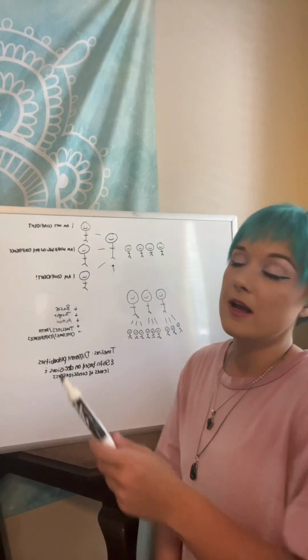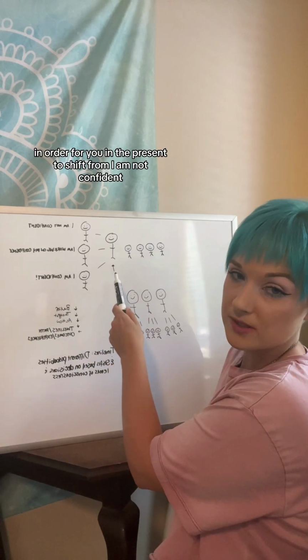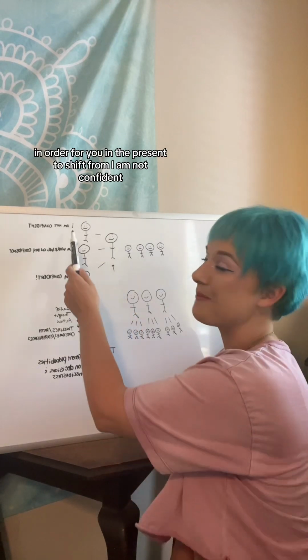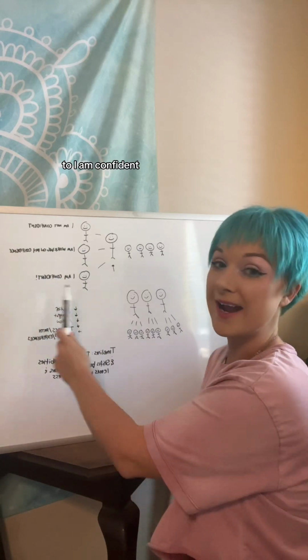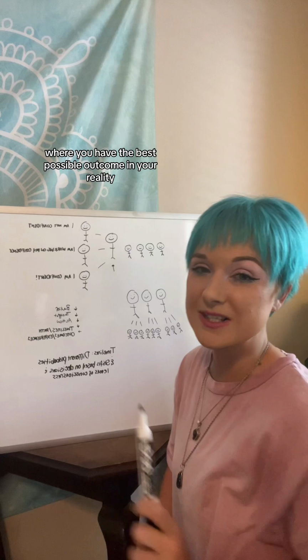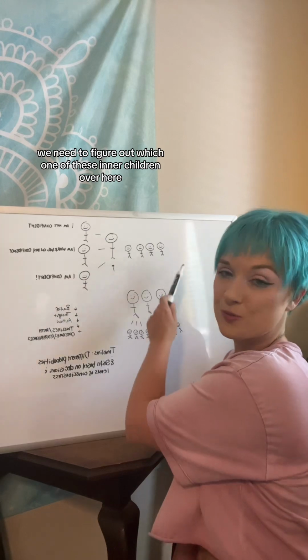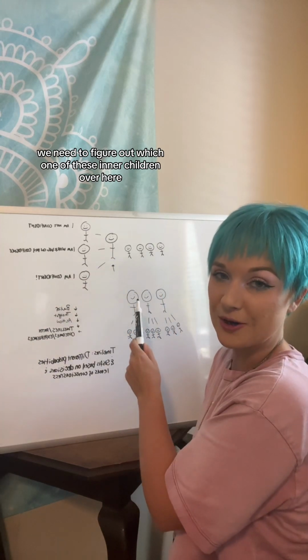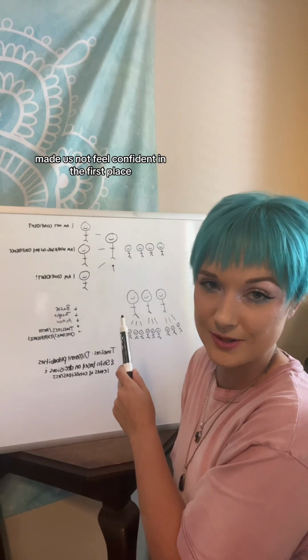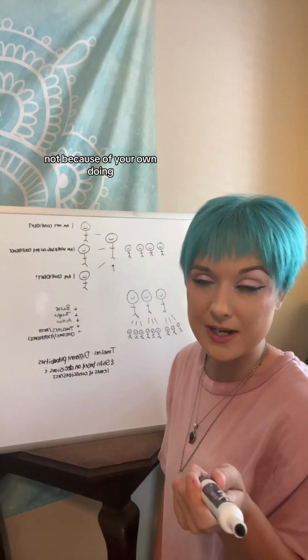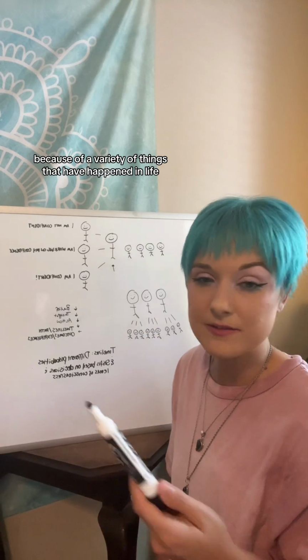So, in order for you in the present to shift from I am not confident to I am confident, where you have the best possible outcome in your reality, we need to figure out which one of these inner children over here made us not feel confident in the first place. Not because of your own doing, because of a variety of things that have happened in life.